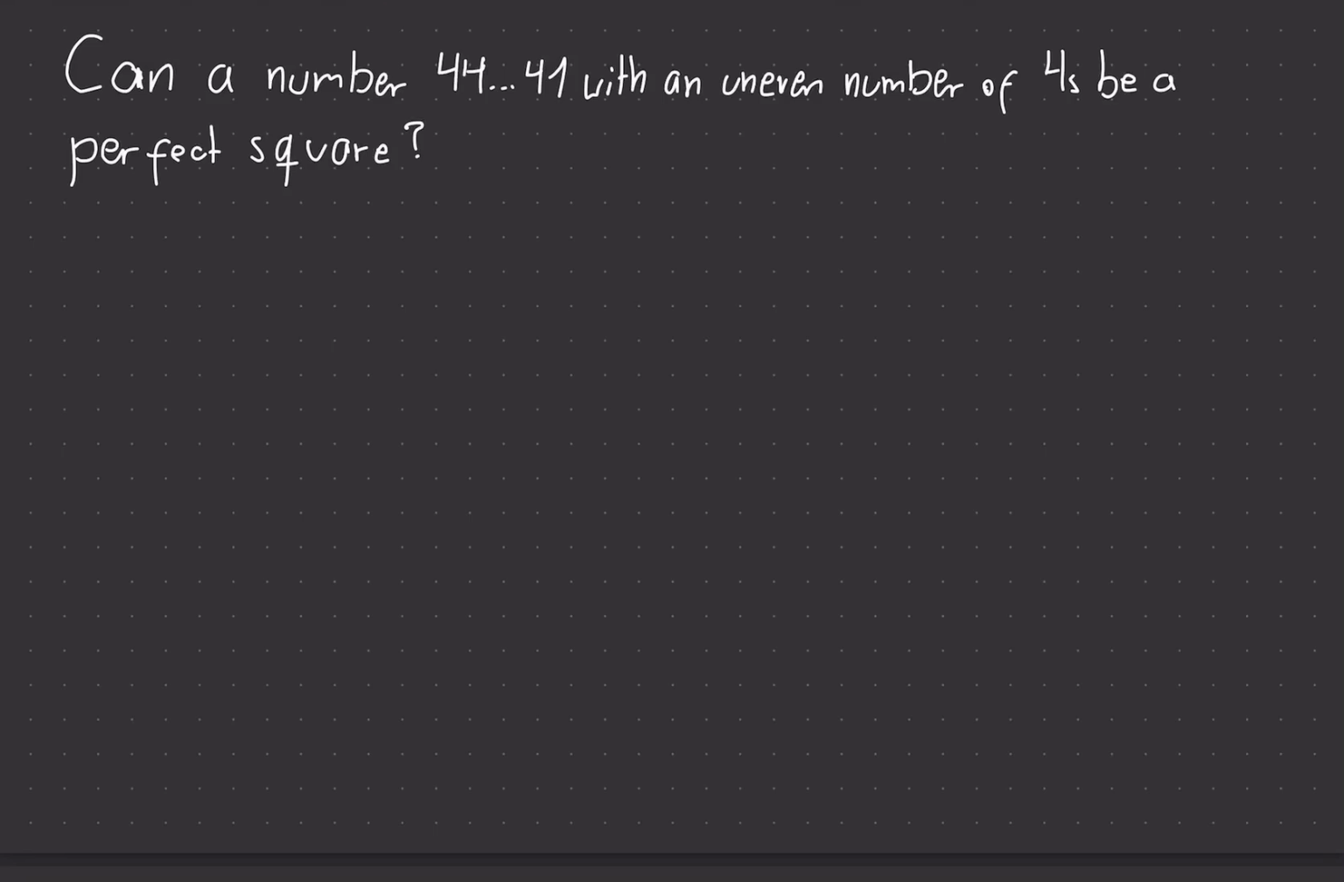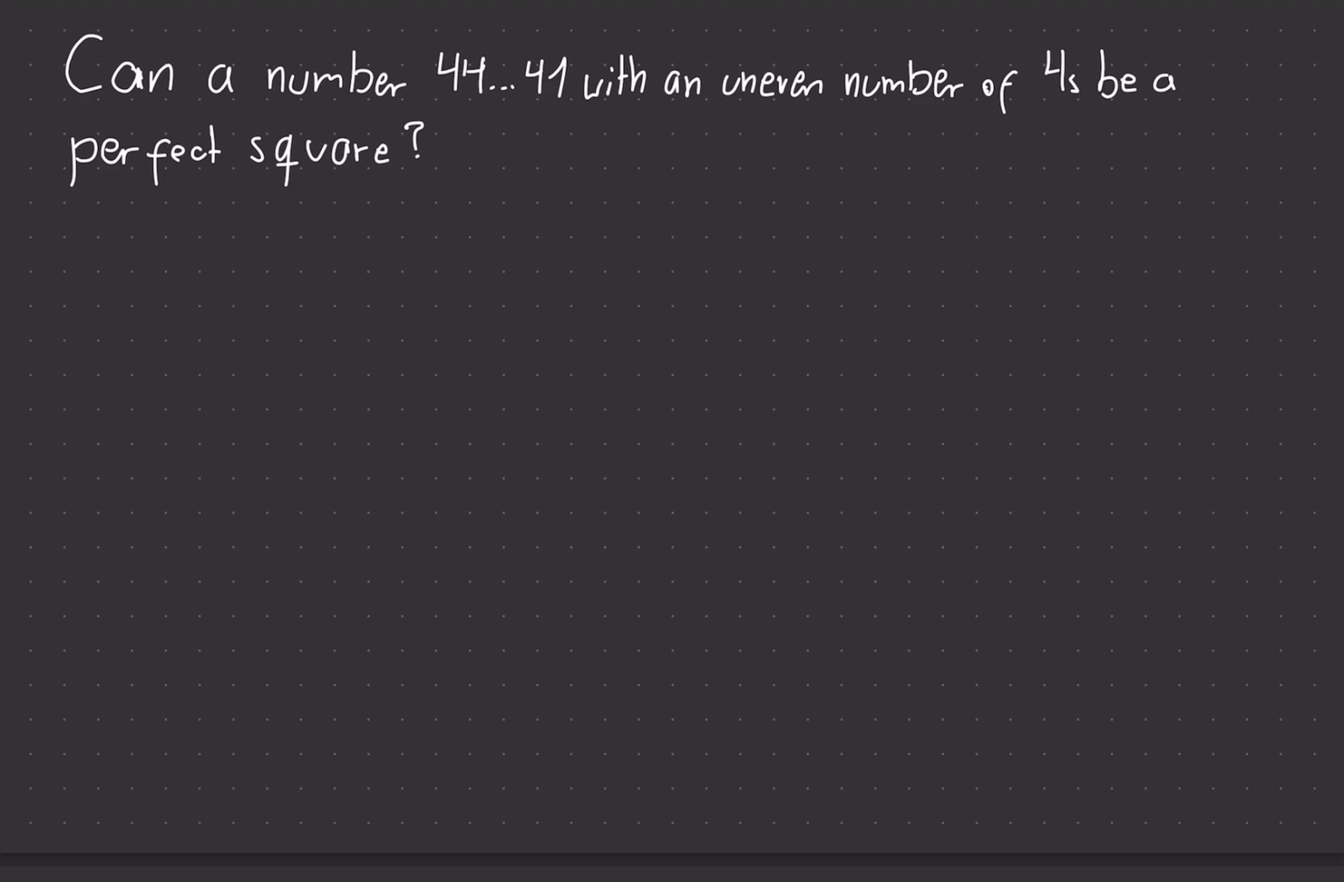Hello guys, today we have a question from the German national competition of 2024. It asks, can a number 4, 4 and so on, 4, 1, with an uneven number of 4s be a perfect square? It's an interesting problem that I took one day to solve. I liked it and I want to share it with you guys.